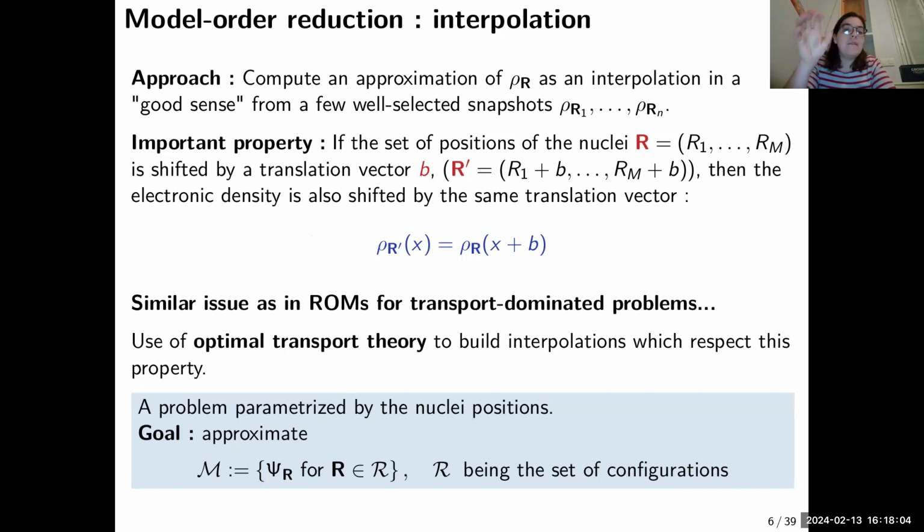And that's the main reason why we decided to use some techniques belonging to optimal transport theory to build reduced order models that will indeed satisfy this type of properties. So the goal here is to build some reduced order model in order to approximate M, the set of solutions. And here, for the sake of simplicity, I'm only going to assume that my set of solutions is the set of wave functions.